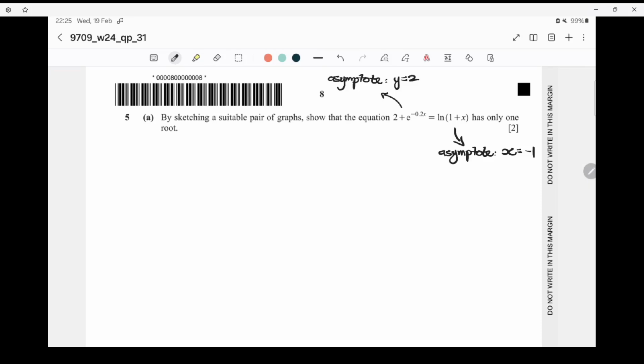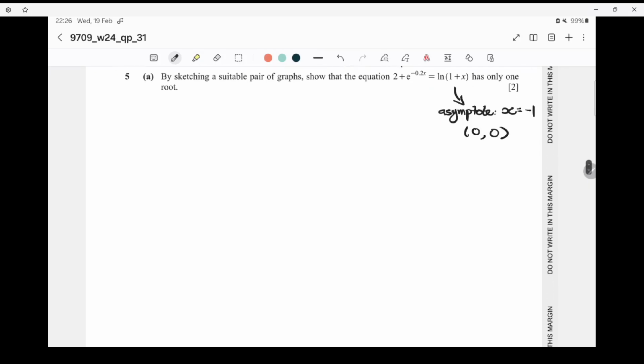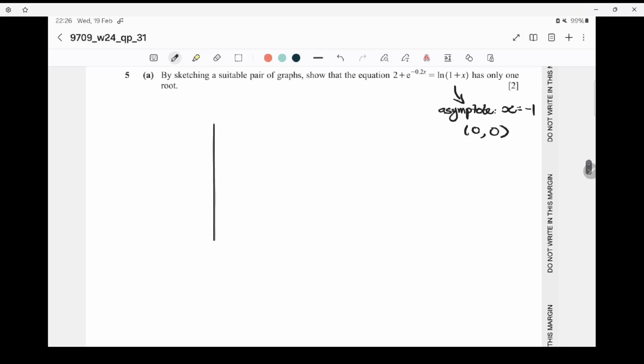Second thing that you need to take note of is what happens with your x and y intercepts. Over here, the intercept is 0, 3. So you just substitute x equals 0 inside. So 2 plus e to the power 0, which is 1, you get 3. Over here, you substitute x equals 0 inside. So x is 0, ln 1 is 0. So basically, you get 0. So these are the important information that you need to find out.